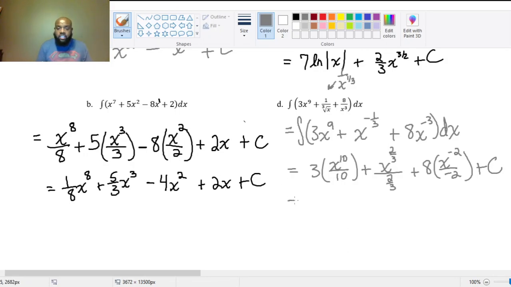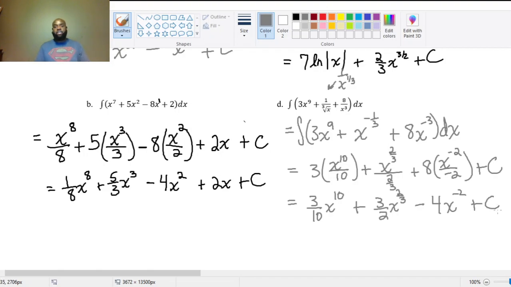And so we can clean this up again. That's 3 over 1 or 3/10 x to the 10th. Plus, notice here, if I divide by a fraction, I multiply by its reciprocal. So we get 3/2 x to the 2/3. And 8 divided by 2 is 4. And that, my friends, is our antiderivative.